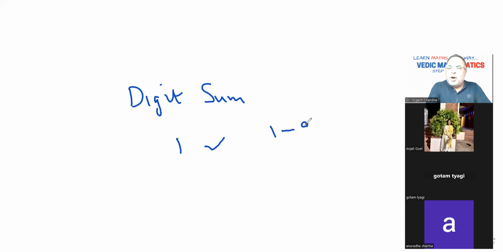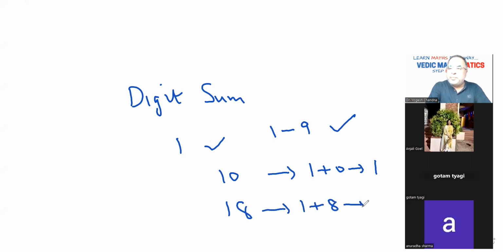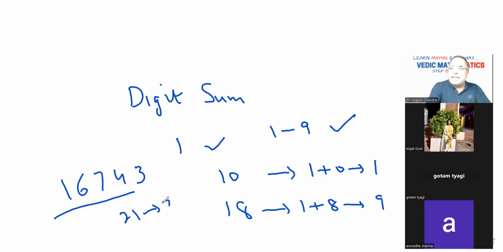is just like, for example, if it is a single-digit number, the digit sum is the same. 1 to 9 all have the same digit sum. But if it is 10, the digit sum becomes 1 plus 0, that is 1. If it is 18, it is 1 plus 8, that is 9. If it is a big number like 16743, again, the digit sum is 1 plus 6 plus 7 plus 4 plus 3, that is 21. 21 means 3. Now, this is a very small activity, adding the digits.